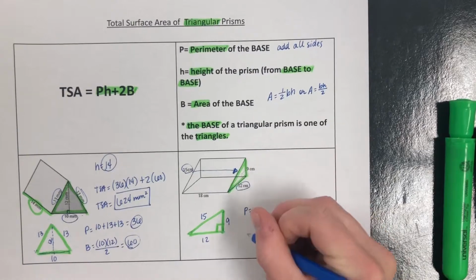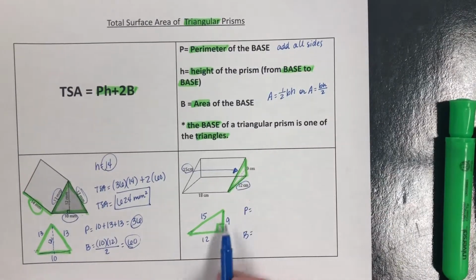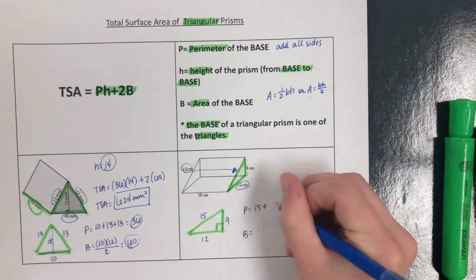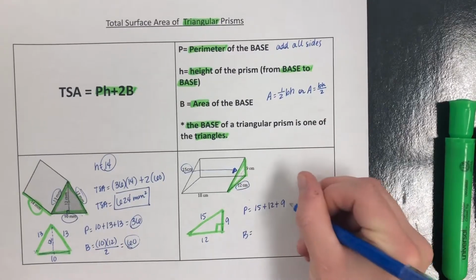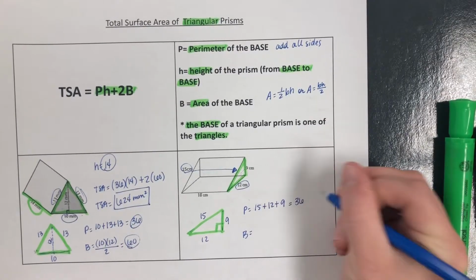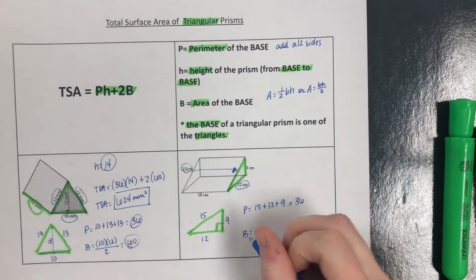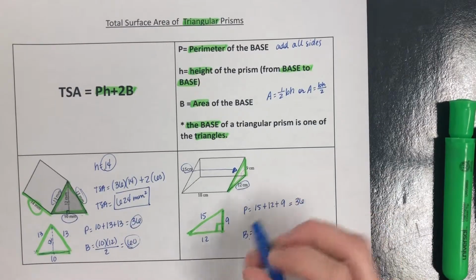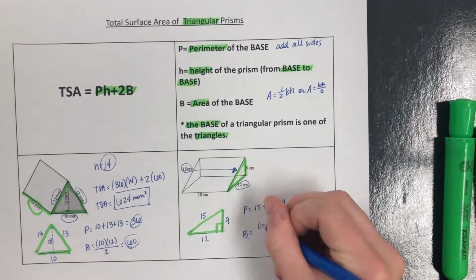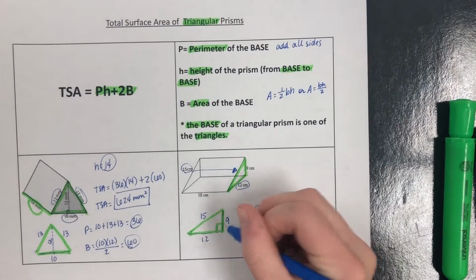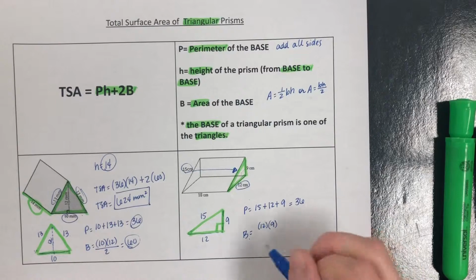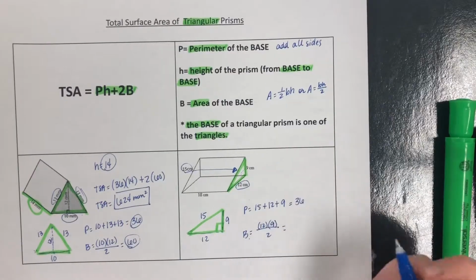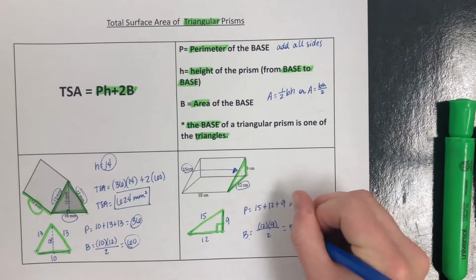Now, we find the perimeter of the base, and we find the area of the base using this right here. So for perimeter, we add up all our sides. So 15 plus 12 plus 9, we should get 36. And then B, the area of the base, we'll just plug it into our formula, which means we'll take the base of the triangle, so 12, and we'll multiply that times the height of the triangle, which is 9, and then divide that by 2. So we would just type that into our calculator, 12 times 9 divided by 2, and we would get 54.